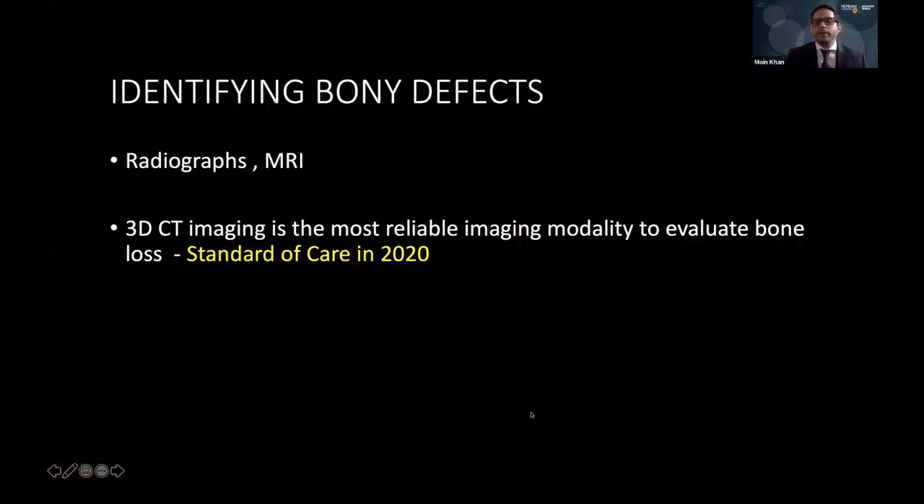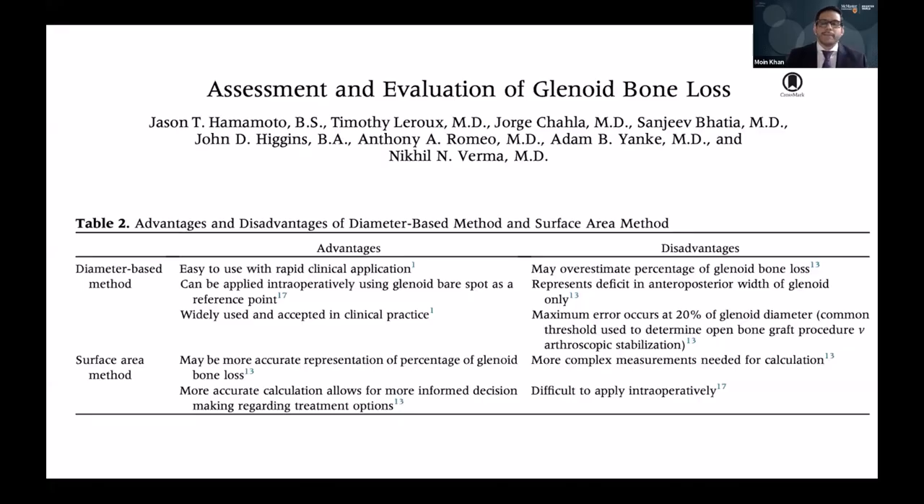Now, when talking about identifying bony defects, there are many different ways to do that. There are specific radiographic views. You can estimate bony defect based on MRI, but really I think in 2020, the standard of care is a 3D CT scan, which will provide you with the most reliable imaging modality to evaluate bone loss. When looking at 3D CT scan, this is a great paper done by one of my colleagues, Tim Larue out of Toronto and the Rush group.